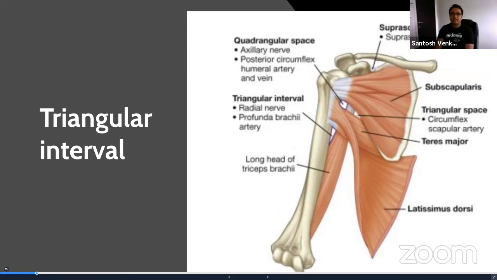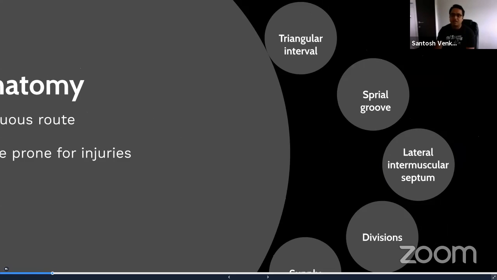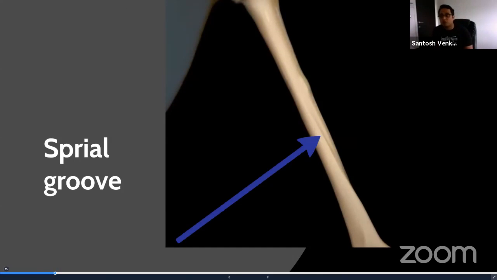So as I said before, the triangular interval is formed by the humeral shaft, the long head of triceps, and the teres major. The radial nerve passes through it along with the profunda brachii artery. Then it comes down further. It's quite close to the bone. In fact, it lies on the bone between the two heads of triceps, in the spiral groove. So as you can imagine, if there is a break or a fracture at this level, there is always a reason for the nerve to get injured, because it depends on the amount of force and the amount of displacement at the time of impact that can lead to a radial nerve problem.